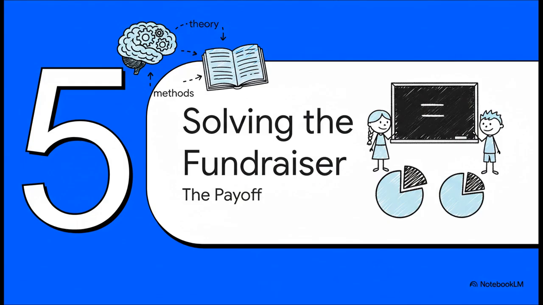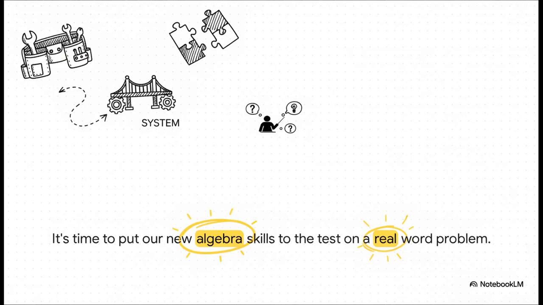Okay, we've learned the theory, we've practiced the methods, now it's time for the payoff. Let's head back to Gabriella and Scott and finally figure out how much those pies actually cost. All right, we have our tools, substitution and elimination. We have our puzzle. The very first step is to take that word problem and translate it into a language we can work with, the language of math.